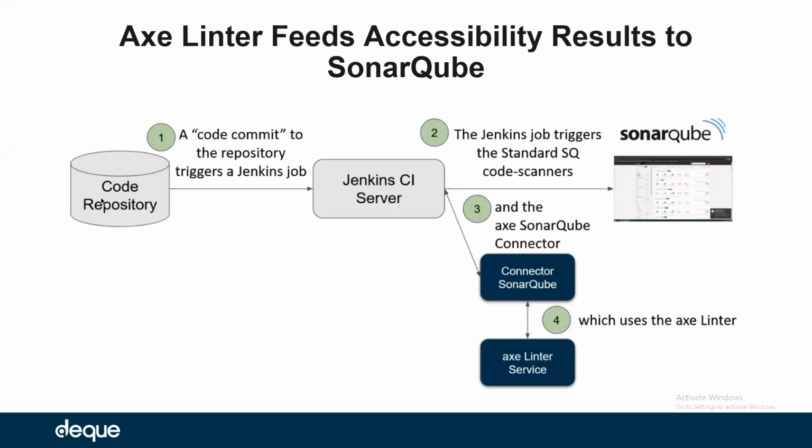So you have code check-in, the CI server picks it up and triggers the regular SonarQube code scanner as well as the Axe Linter service for SonarQube, and the Axe Linter service will generate a GIF file and update your SonarQube.